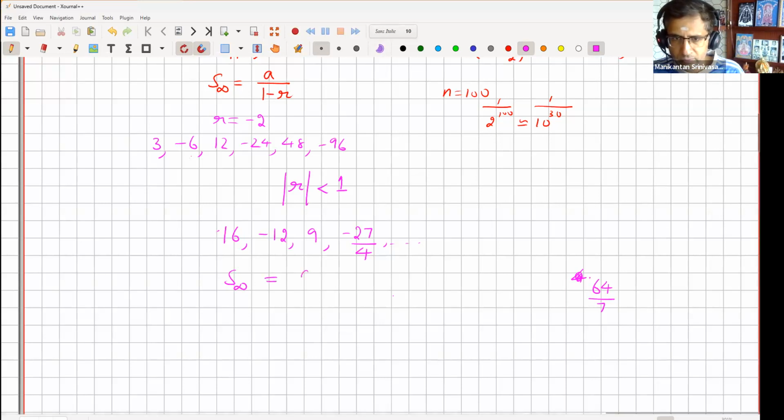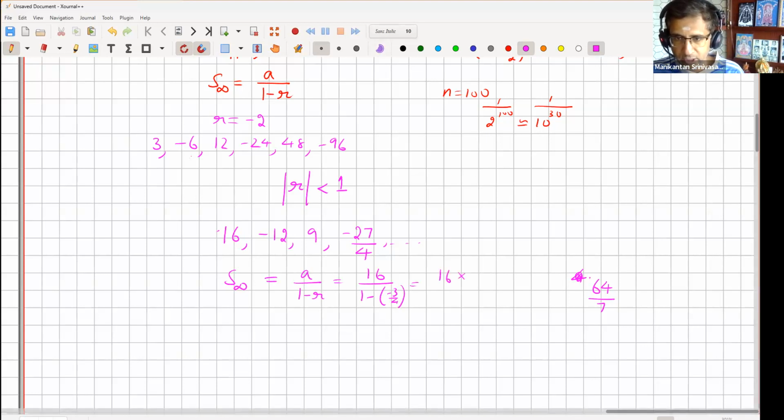Okay, so a by 1 minus r, the starting term was 16, and the common ratio is minus 3/4. Right? So indeed, it's what he said, 16 into, this becomes 7 by 4, in the numerator, in the denominator. Therefore, it is indeed 64 by 7. Yes. Well done, Moksh. So approximately how much is this?